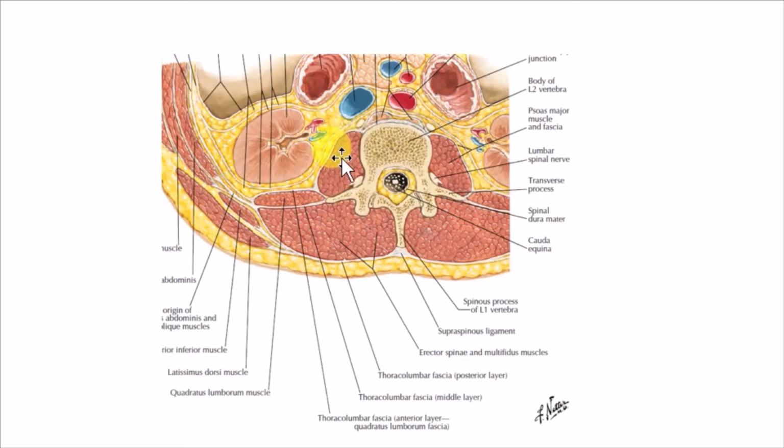This muscle which is anterior to the ridge present on the anterior surface of the transverse process is the psoas major muscle, and this is the fascia covering the psoas major. In between the anterior layer of thoracolumbar fascia and the middle layer of thoracolumbar fascia there is quadratus lumborum muscle, and between the middle layer of thoracolumbar fascia and the posterior layer of thoracolumbar fascia, this whole thing is the deep muscles of the back, which includes erector spinae and the multifidus muscle.